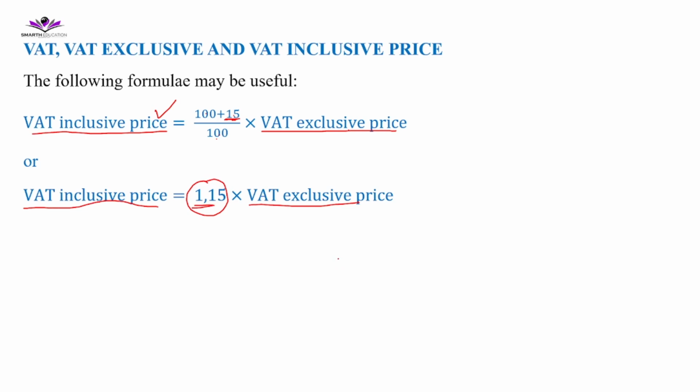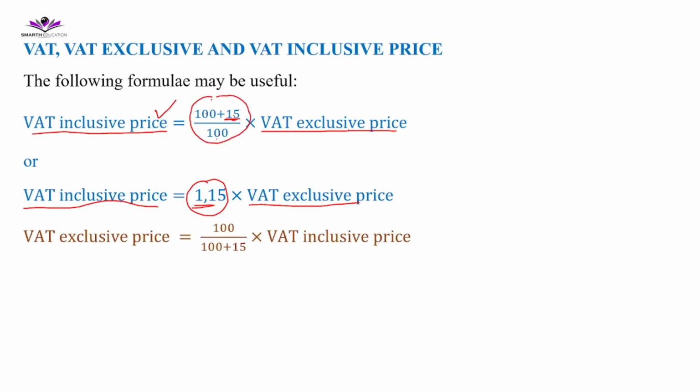And then how can we get VAT exclusive price from VAT inclusive price? Remember, we invert this to get this. So VAT exclusive price is equal to 100 divided by (100 + 15) times VAT inclusive price. We're getting VAT exclusive price from this, so we divide by this on both sides of the equation. And then when you're dividing with a fraction, remember, we invert the fraction and multiply.